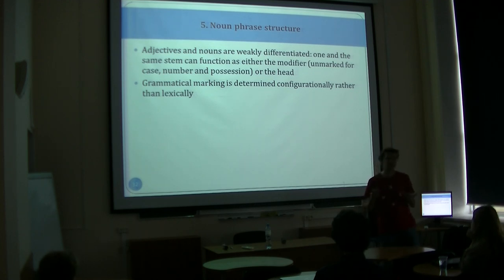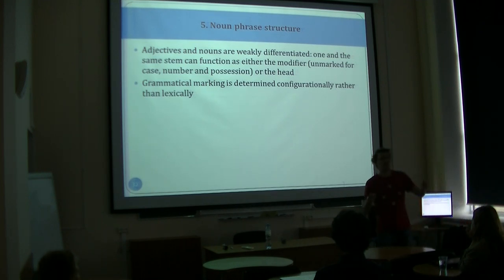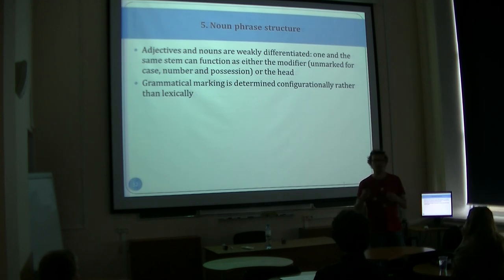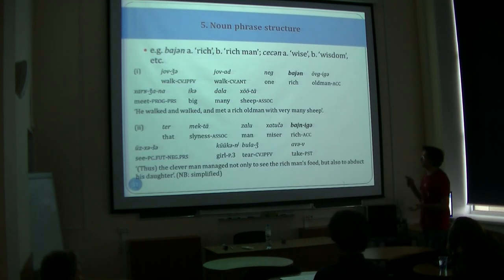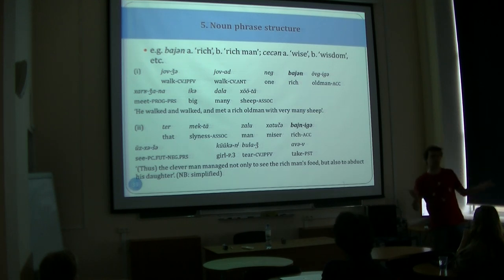But lexically, these can be the same items, and most of the time you can invent. Although, of course, for words with a meaning such as big, for example, it is more natural to be used as modifiers, and for words which mean something like woman, it's more typical to be used as the head noun. But under some circumstances, you can use them differently. Just one example, and this is bayin, which can be either rich as an adjective or a rich man as a noun. The main difference is the linear or structural position within the noun phrase.